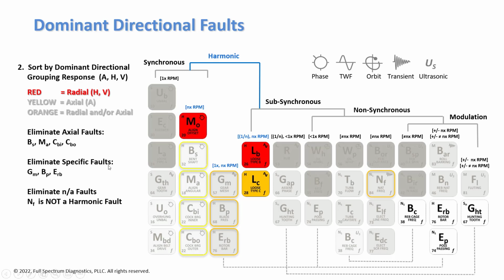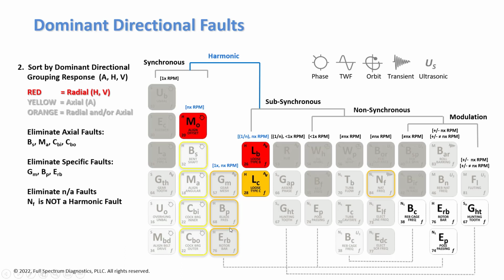We can eliminate specific faults. This is gear mesh, blade pass, and rotor bar faults. So the gear mesh, first of all, we don't have a gearbox, so we can take that off the table. We do have a blade pass, but there's no alarm there, and the blade pass wouldn't generate all the harmonics that we have. It would just generate one.